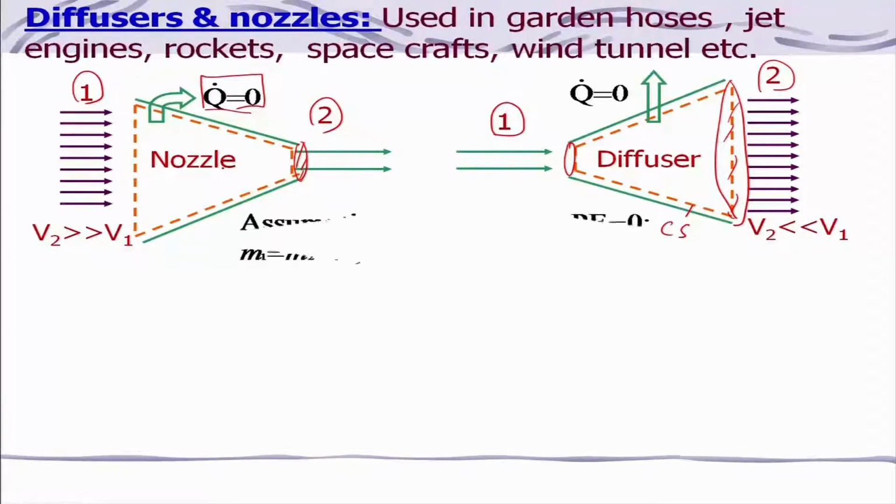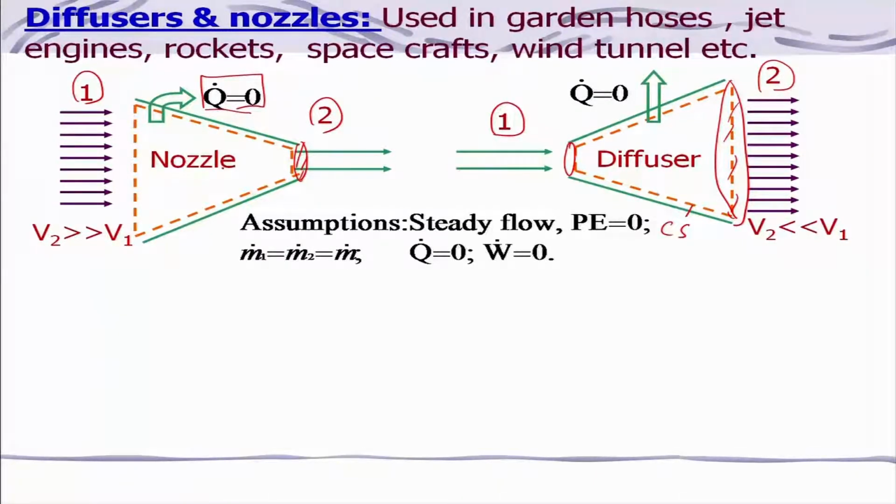And is there any work done? Because there is no shaft work, the work done will be 0, right. Also the heat interaction will be 0, and the change in potential energy, because the elevation is almost similar, we can say the change in potential energy is 0. For the steady flow process, we apply the mass conservation equation: dm by dt is nothing but m dot 1 minus m dot 2, this is equal to 0.